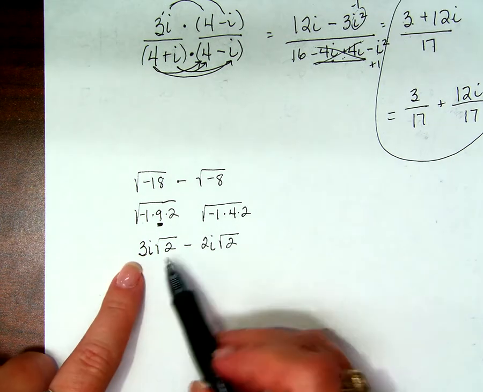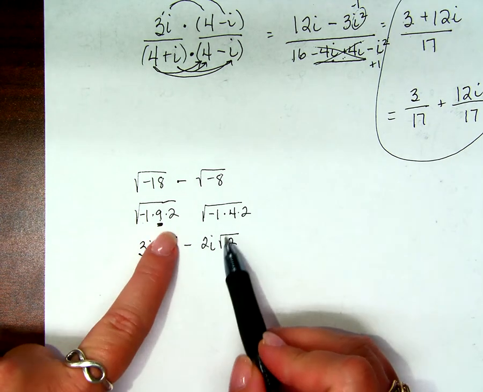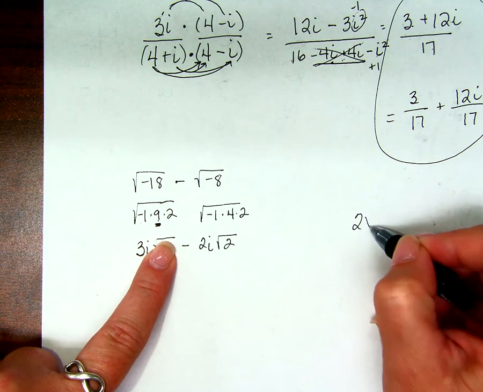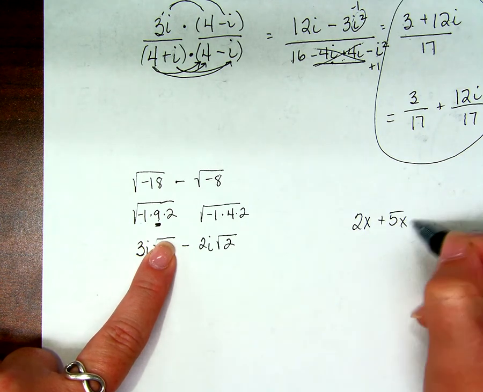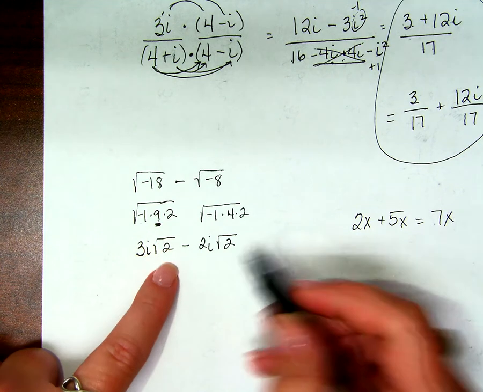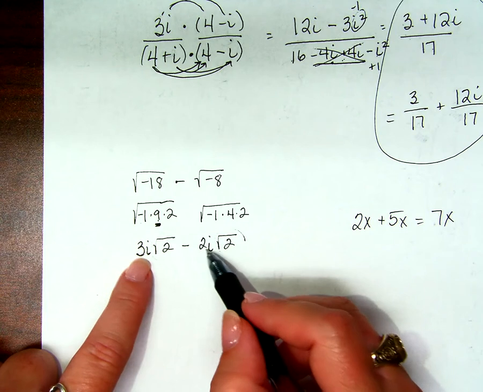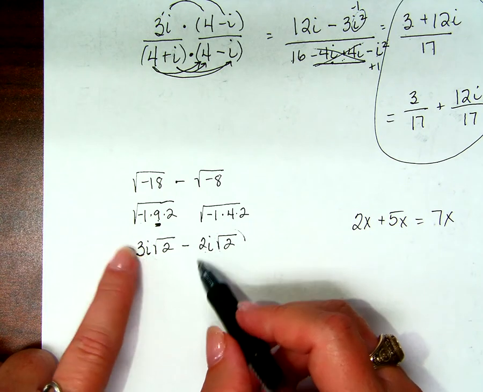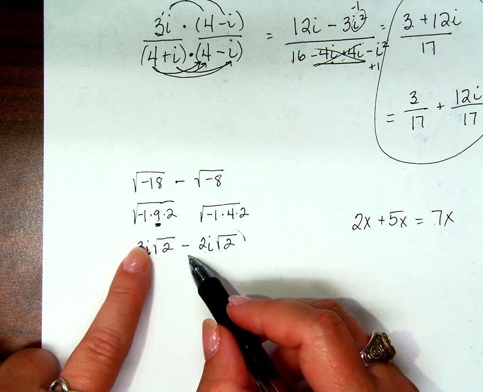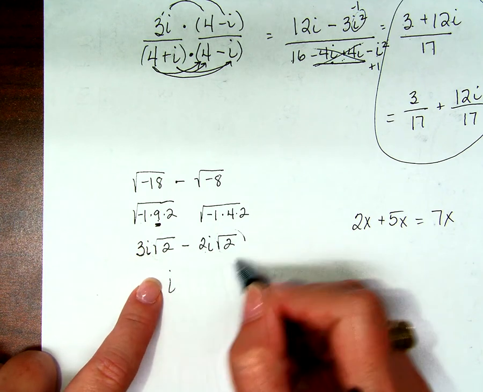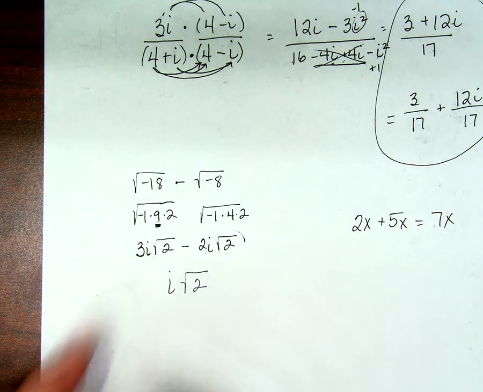But here's the deal. You know how when we do adding or subtracting with variables, I can say 2x and 5x and that's really 7x? Same kind of rules apply when we're talking about radicals. If the radicals are the same, I can mess with those numbers in the front. Do I know what 3i minus 2i is? 1i, right? Or just i? And then I just have to keep that square root of 2 with it.